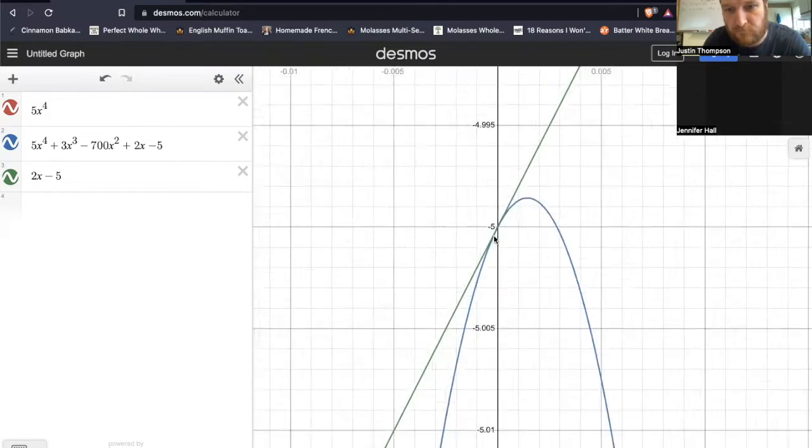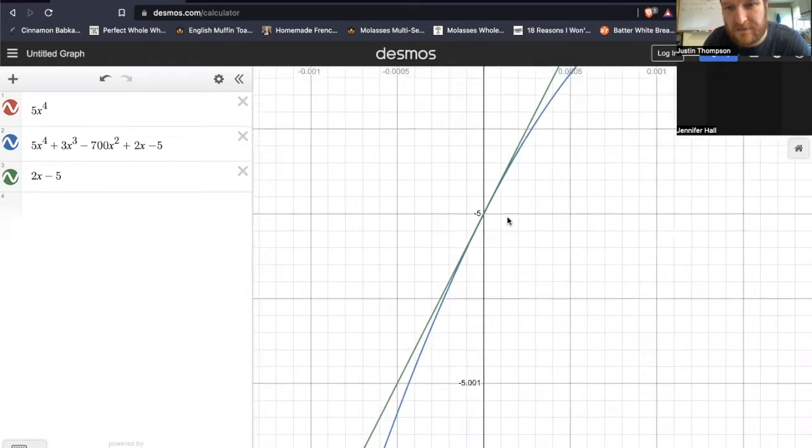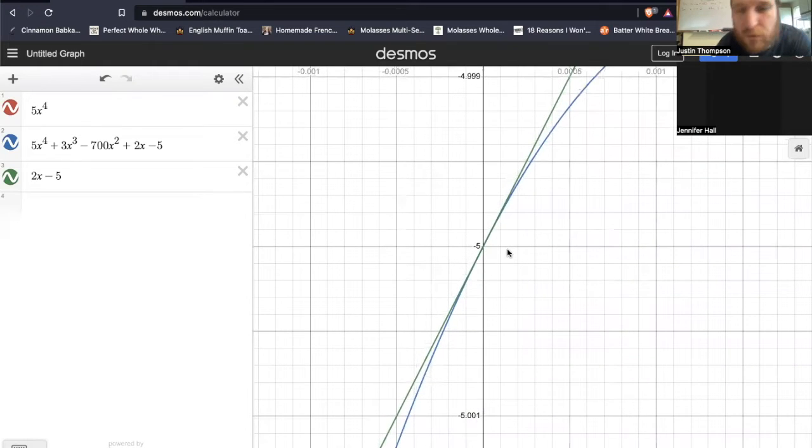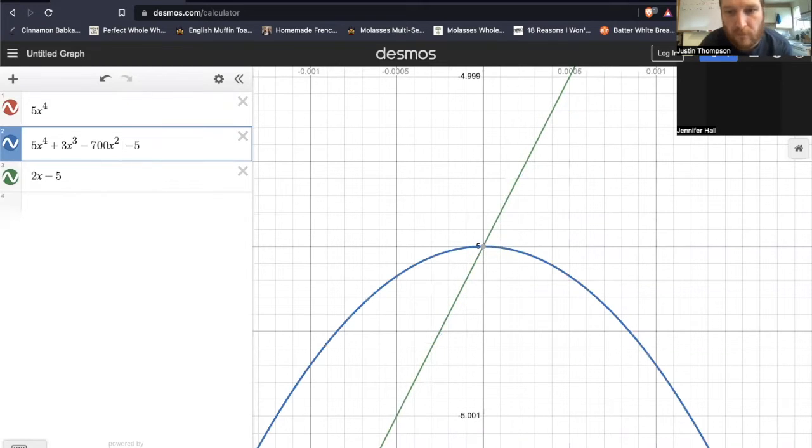Okay, zooming in right here. All I'm going to do is take the blue function and remove the plus 2x and see what happens. And you say, well, actually, Justin, that does look like minus 700x squared minus 5. And yeah, that's cool, but we can't generalize that. In this specific example, it happens to look like that.